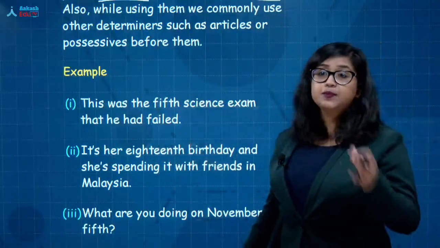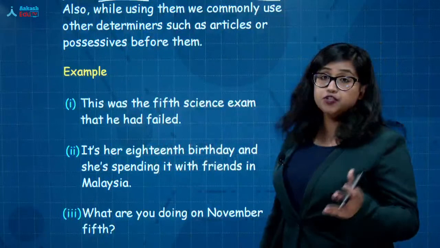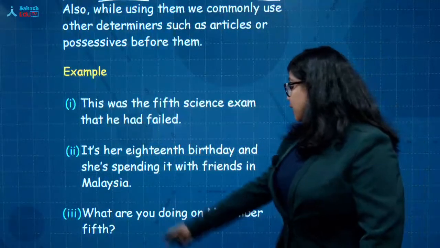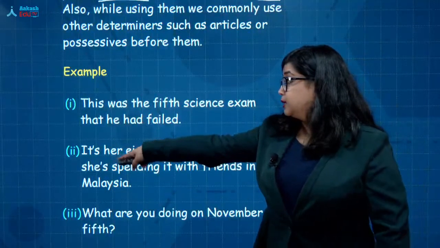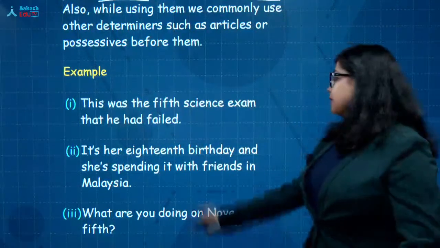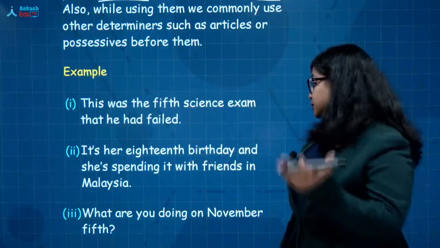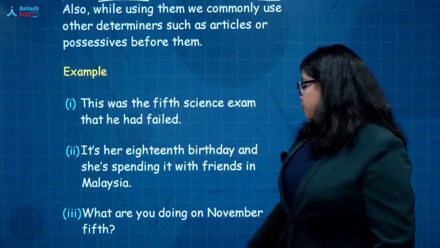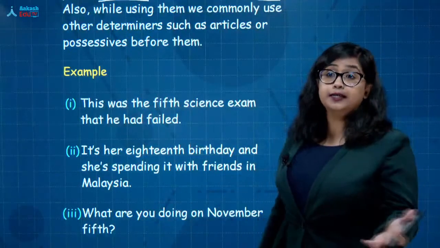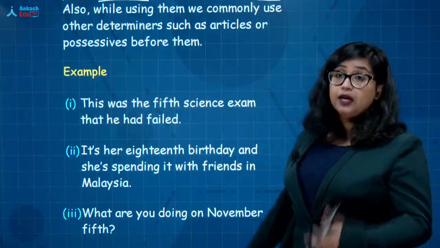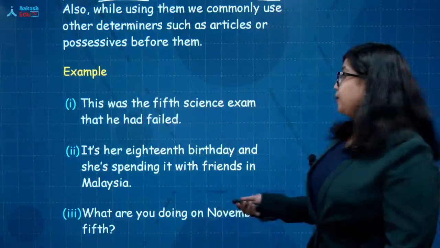It's her 18th birthday. Again, 18th shows an ordinal number. In her 18th birthday, the word her is a possessive determiner, and 18th is of course your ordinal number. What are you doing on November 5th? Used to show a date. So November 5th, again we see an ordinal number.